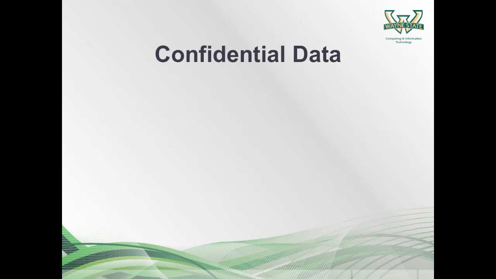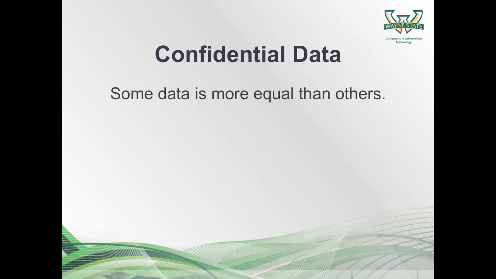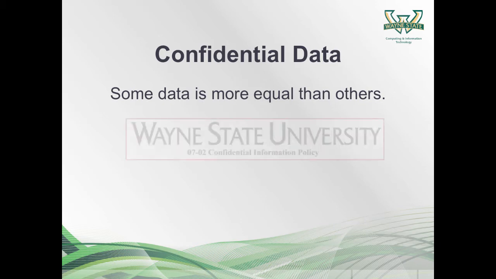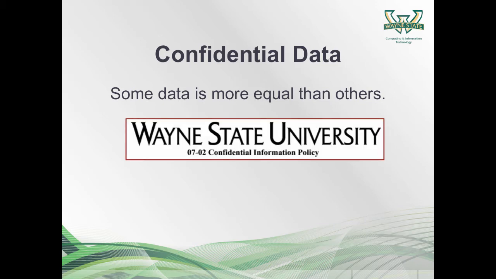While we're looking to protect all the university's data, it is important to note that some data is more important than others. Wayne State University has a policy regarding the really important information that it has, and that would be our confidential information policy, policy 07-02. Now, a link to this can be found from the security homepage at security.wayne.edu if you would care to read it.